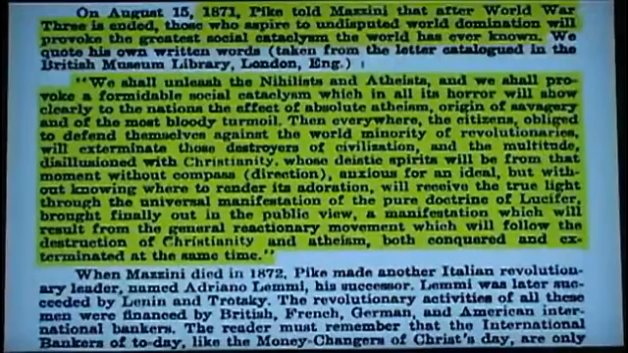Then everywhere the citizens, obliged to defend themselves against the world minority of revolutionaries, will exterminate those destroyers of civilization, and then the multitude of the world, disillusioned with Christianity, but whose deistic spirits will be from that moment without compass or direction, but anxious for an ideal, but without knowing where to render its adoration, will receive the true light through the universal manifestation of the pure doctrine of Lucifer, brought finally out into public view, a manifestation which will result in the general reactionary movement, which will follow the destruction of Christianity and atheism, both conquered and exterminated at the same time."